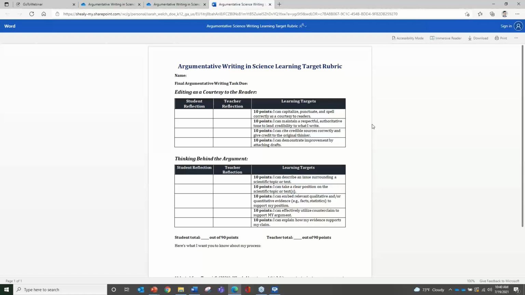And that's where you get into the capitalize, punctuate, spelling. It's not saying I'm going to go into pronoun antecedent agreement, which was probably the bane of some of my AP students' existence for a while. But it's saying I can maintain a respectful, authoritative tone, which is part of argumentative writing. I can cite credible sources correctly and give credit to the original thinker. I can demonstrate improvement by attaching drafts.